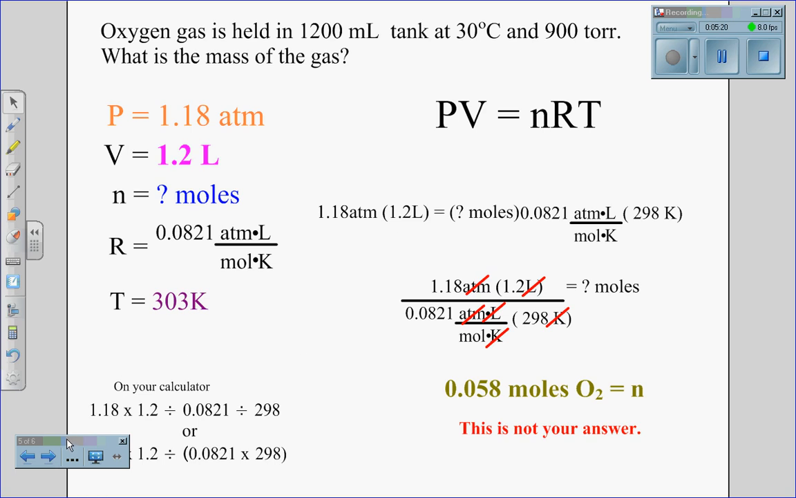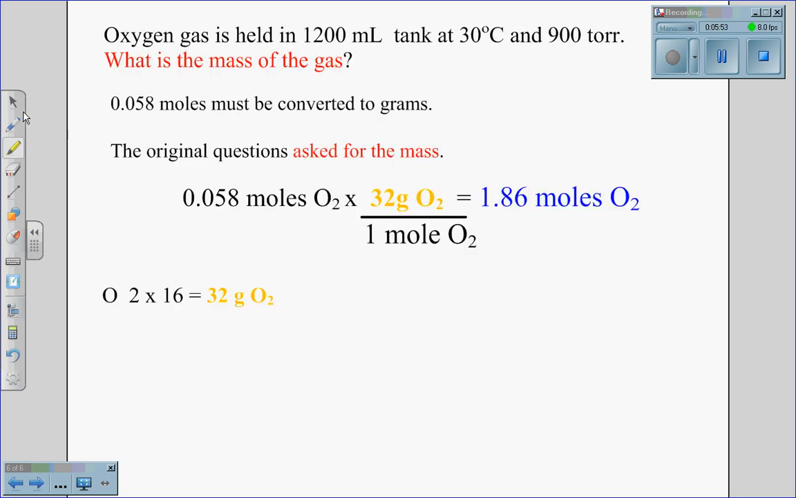When we do this on our calculator, there are two ways we can do this. 1.18 times 1.2 divided by 0.0821 divided by 303, or 1.18 times 1.2 divided by parentheses 0.0821 times 303 close parentheses, and either way we will get 0.058 moles of oxygen. Unfortunately, this is not our answer, as we are being asked to find what mass we have of the gas. And therefore we must do the stoichiometry next by taking those 0.058 moles and converting it to grams.